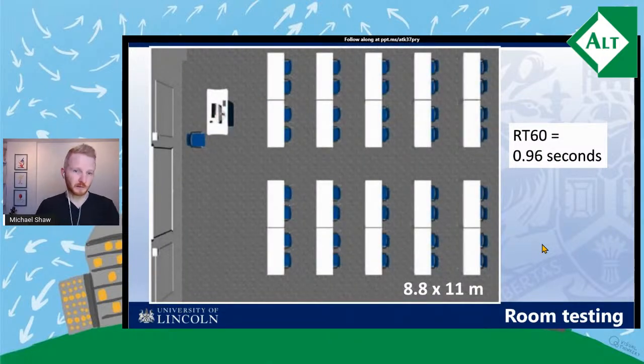I measured the RT60 of a larger teaching space and found actually a very similar value, just below 1 second. And although this room's larger, it has an angled ceiling, which is good for audio quality, and much softer wall and floor spacing.